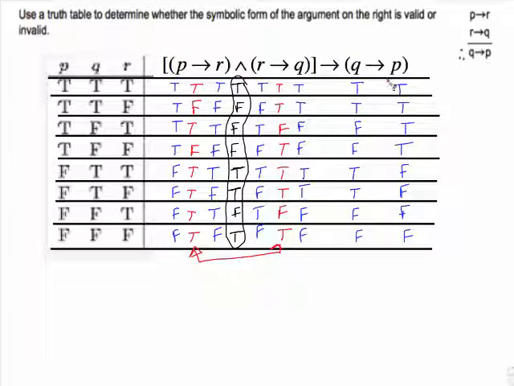Then let's work over here. So the conditional on if Q then P, the only time the conditional is false is if the premise is true and the consequent is false. I have that in those two places. The rest of these are true.